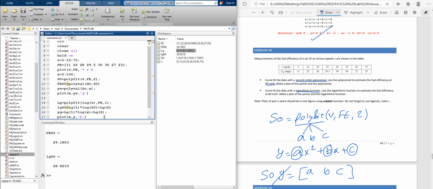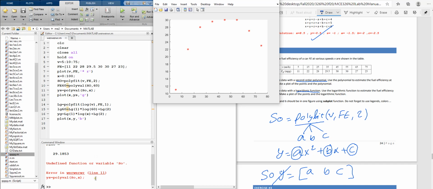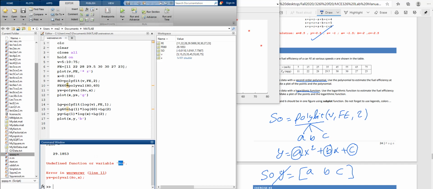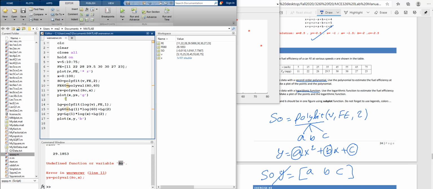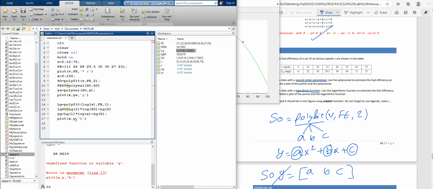Let me show you the result again. Run the program. We have a mistake. What is this mistake? SO should be capital. Where is it? It should be here, SO capital, because I wrote it before. Run the program again. We have another mistake, Y. Where is the Y? YG, it should be here, YG from the logarithmic function.